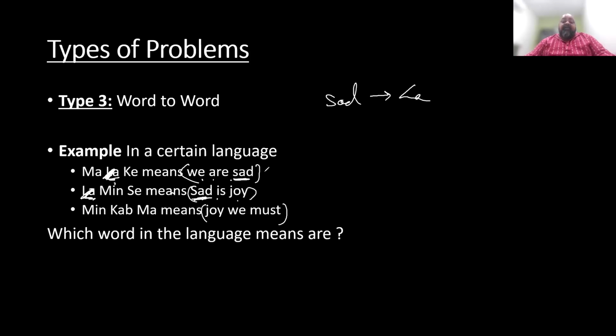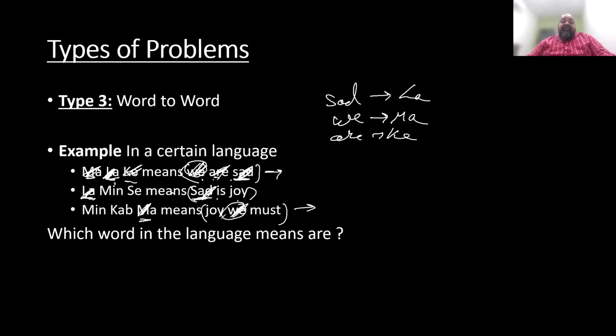Similarly, if I look at the first one, we are sad, and joy we must. We see that we is common. In the codes, we can see MA is common, and therefore we code will be MA. Now, I know the code for we, I know the code for sad. Here only K is remaining, here R is remaining. So are code will be KE.